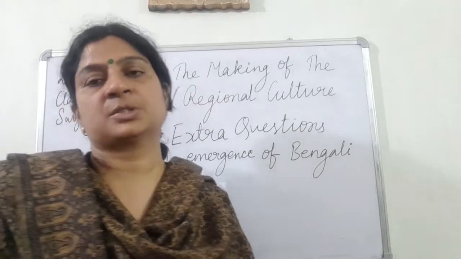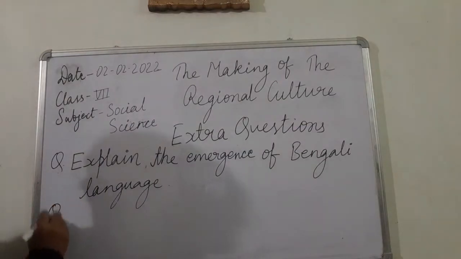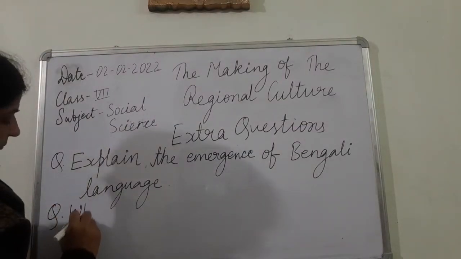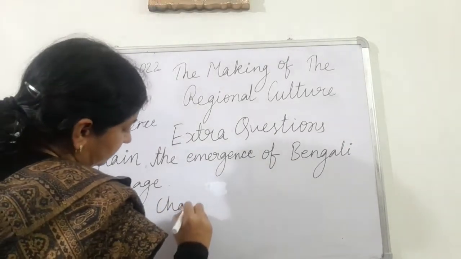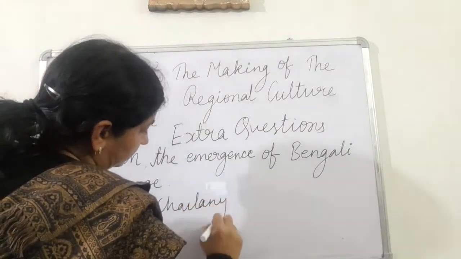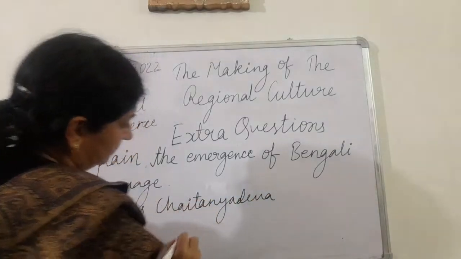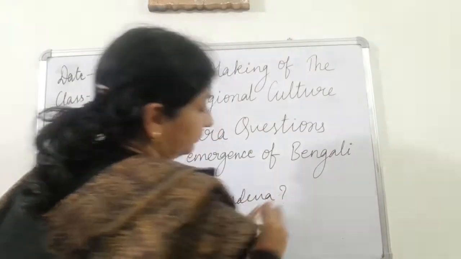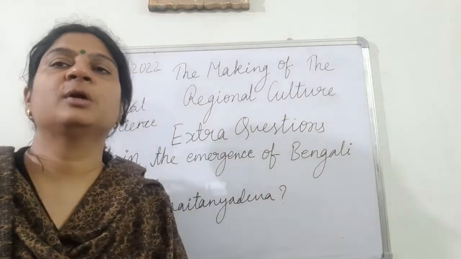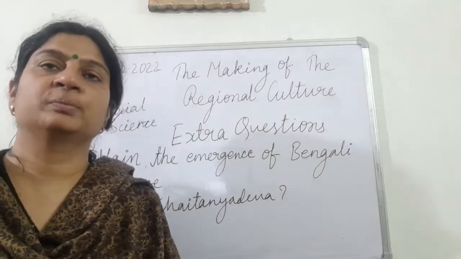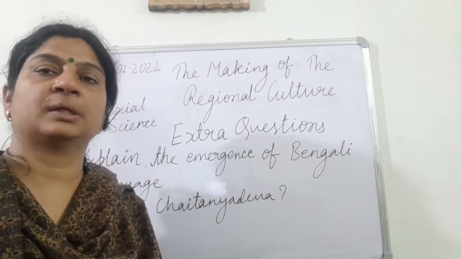And now we have the next question. Who was Chaitanya Deva? So the answer is, Chaitanya Deva was the leader of the Vaishnava Bhakti movement. Okay.